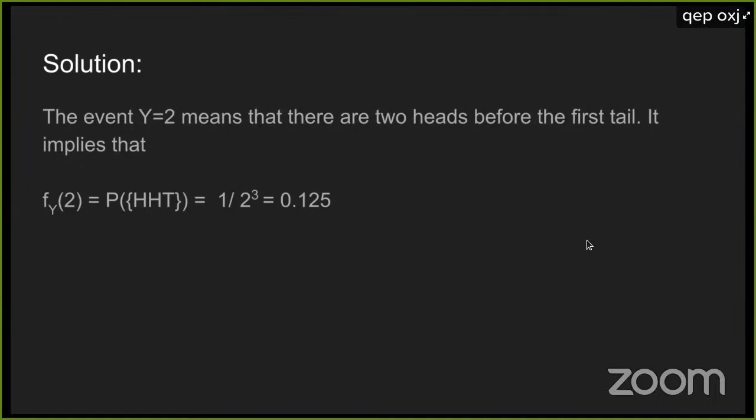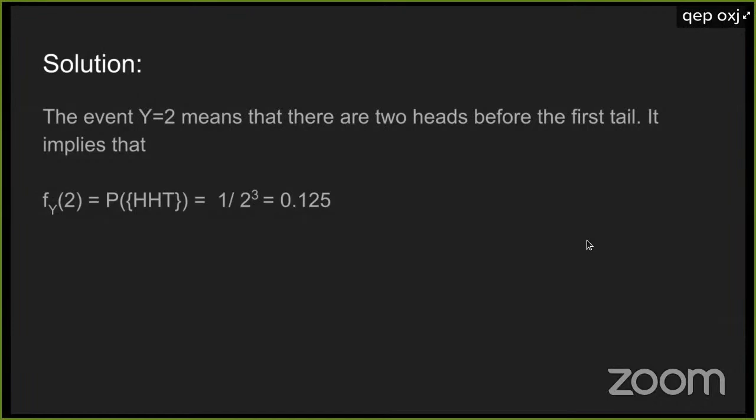Sir, if y is equal to 0, then the first toss itself is a tail, right, sir? So the first toss itself is tail. What is the probability for that? Half, 0.5. Right? Okay. Thank you, sir.